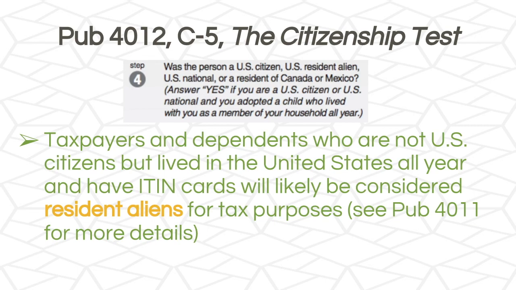And so we can see our Pub 4011 for more details on this. And obviously there are some tests that we need to go through to determine if someone is considered a resident alien. But in general, be aware that if someone has lived in the U.S. all year and has an I-10 card, they're likely going to be considered a resident alien and thus pass step 4 on page C5.